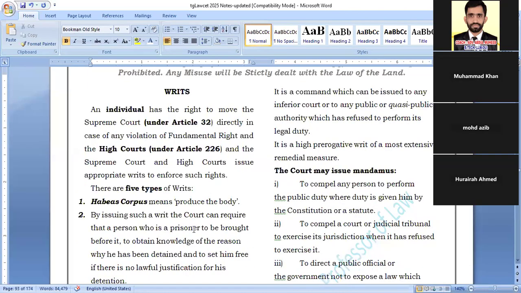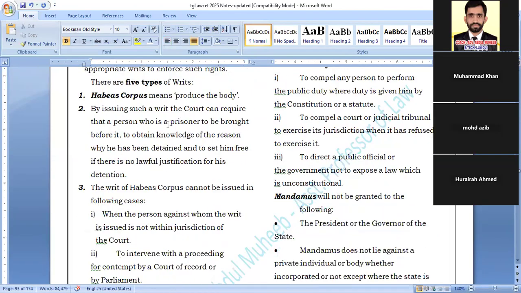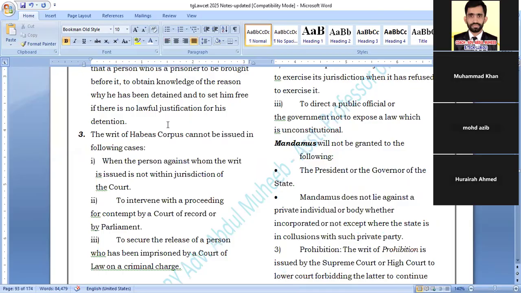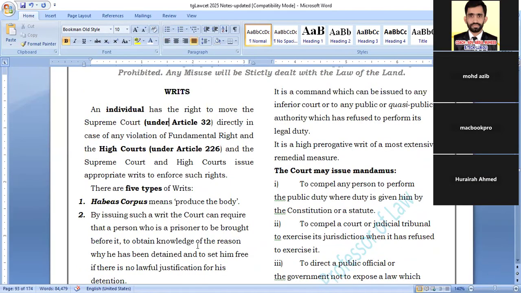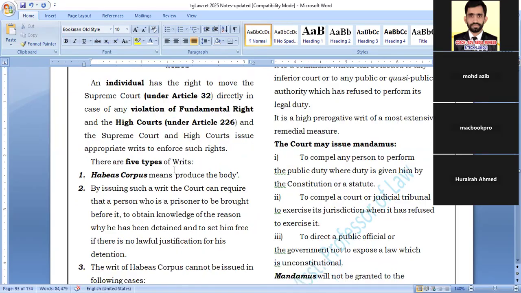So please read. An individual has a right to move the Supreme Court under Article 32 directly in case of any violation of fundamental rights, and the High Courts under Article 226, and the Supreme Court and the High Courts issue appropriate writs to enforce such rights.